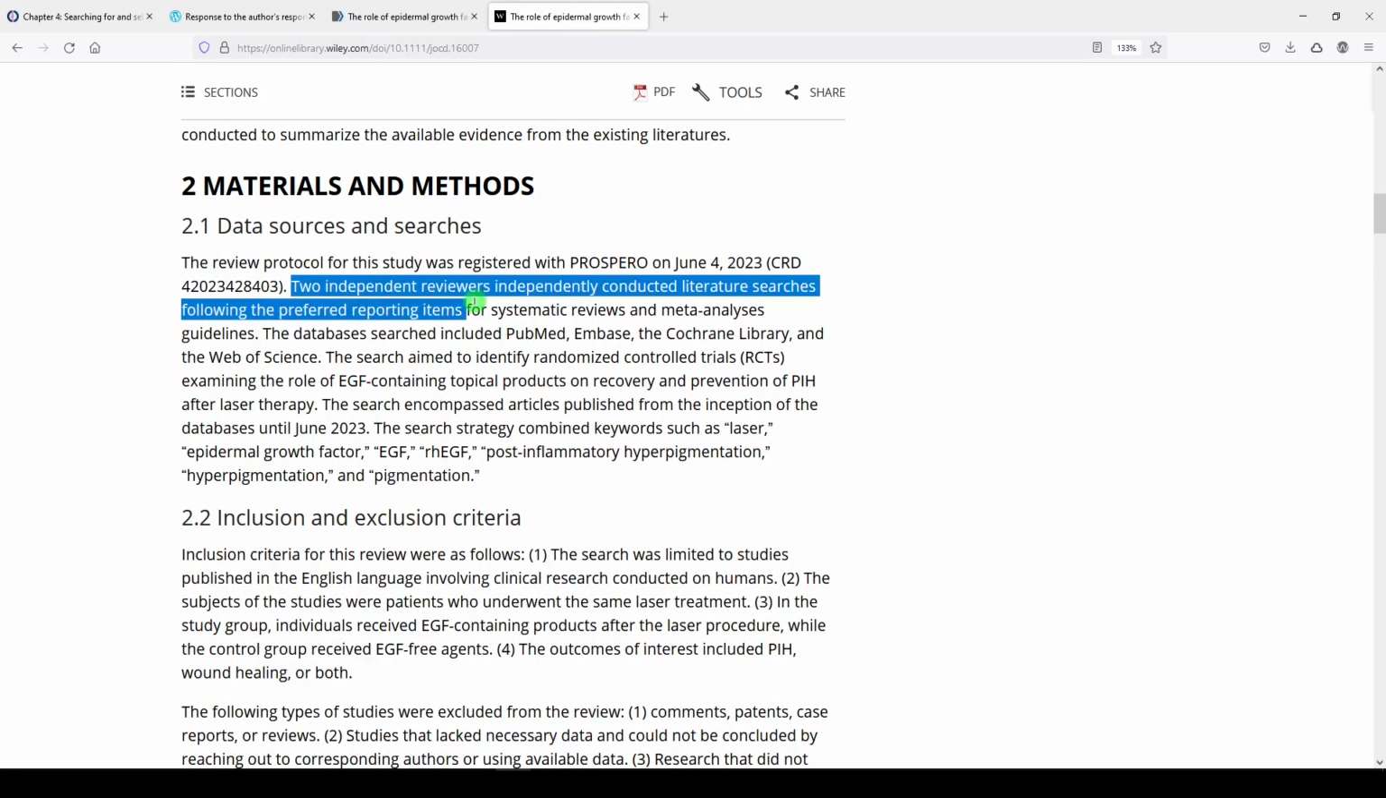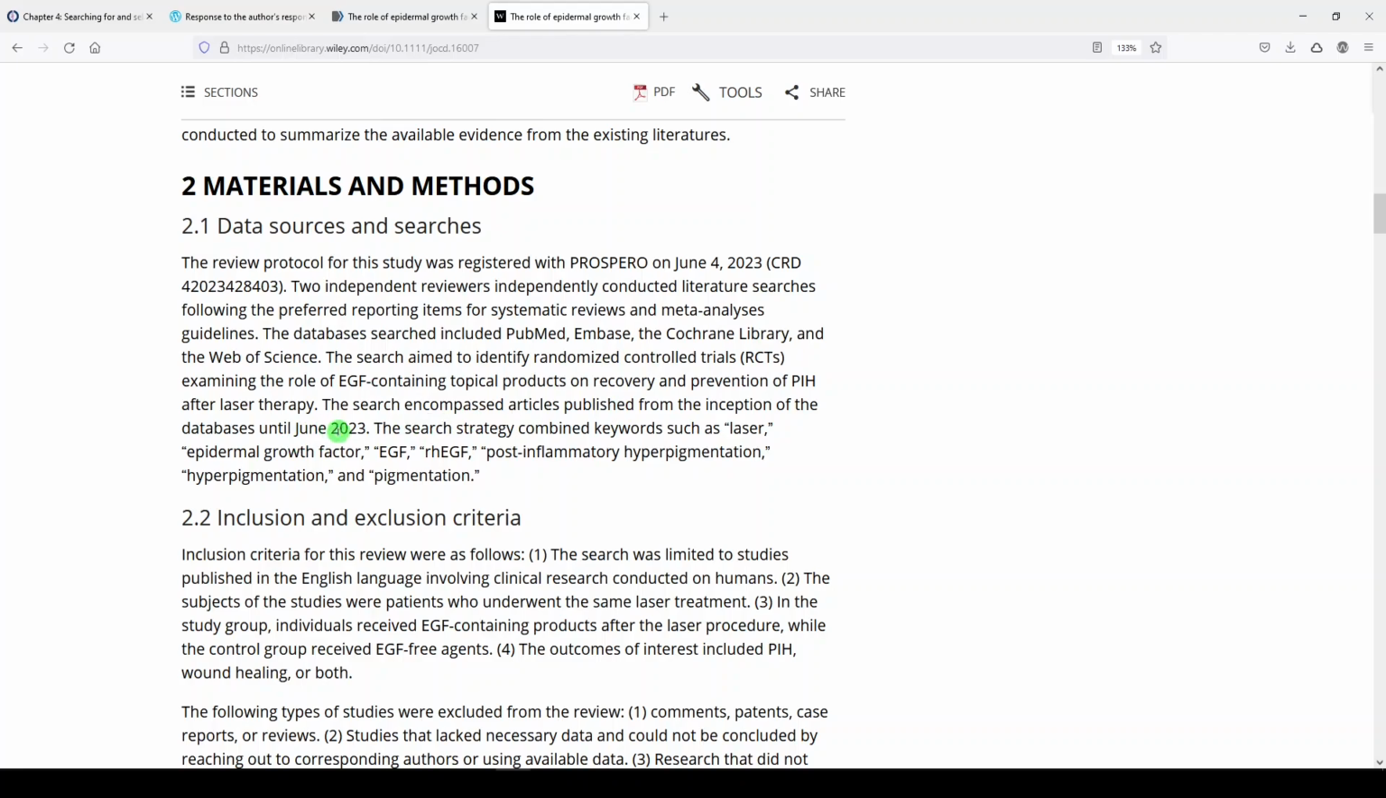2 independent reviewers independently conducted their literature searches following the preferred reporting items for systematic reviews and meta-analyses, which if you've watched any of my videos at all, you'll know what I have to say about that, which is PRISMA does not tell you how to search, it tells you how to report. It tells you nothing, 0 things about how to search. The databases searched included PubMed, Embase, the Cochrane Library, and the Web of Science. The search aimed to identify RCTs, examining the role of EGF-containing topical products on recovery and prevention of PIH after laser therapy. The search encompassed articles published from the inception of the databases until June 2023.